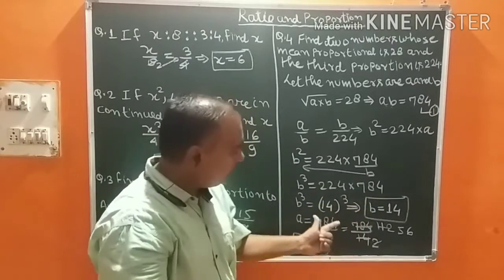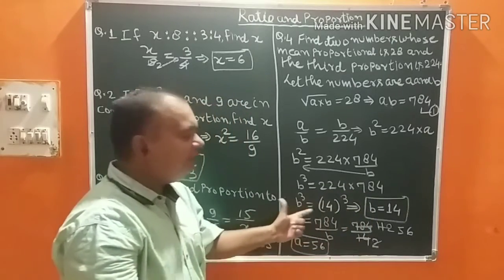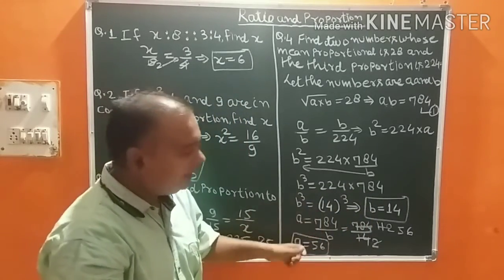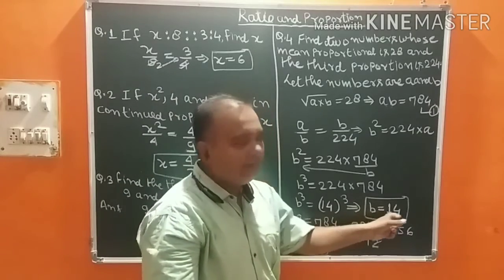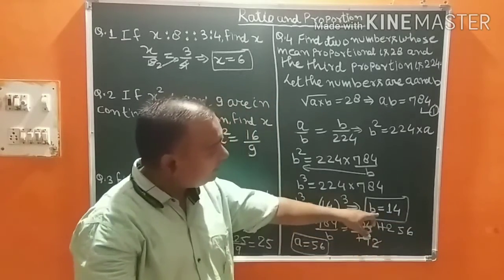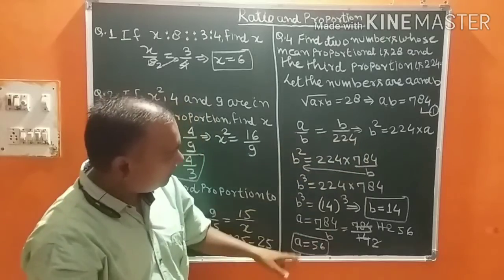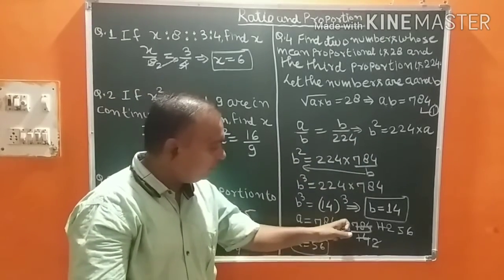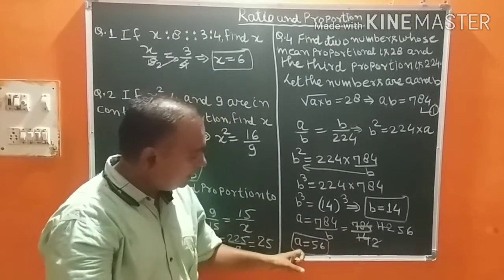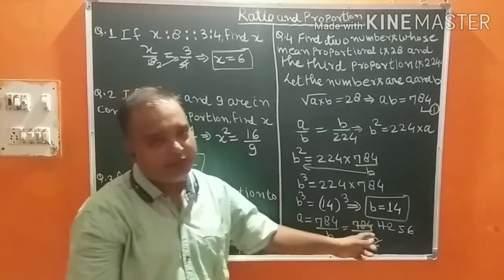When we multiply, that is the cube of 14. So when we take the cube root on both sides, the value of b will be 14. Now we have to find the value of a. So just put it here. a equal to 784 upon b, and the answer is a equal to 56 and b equal to 14.